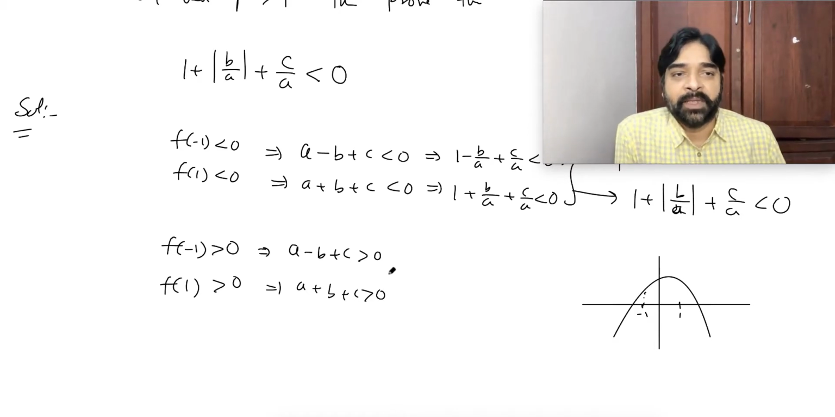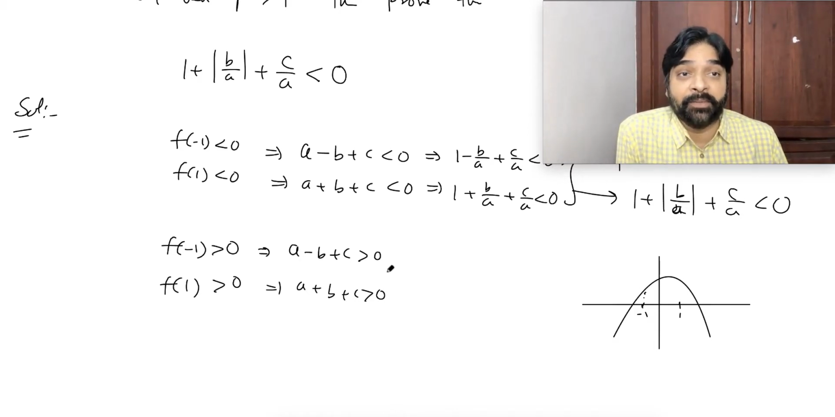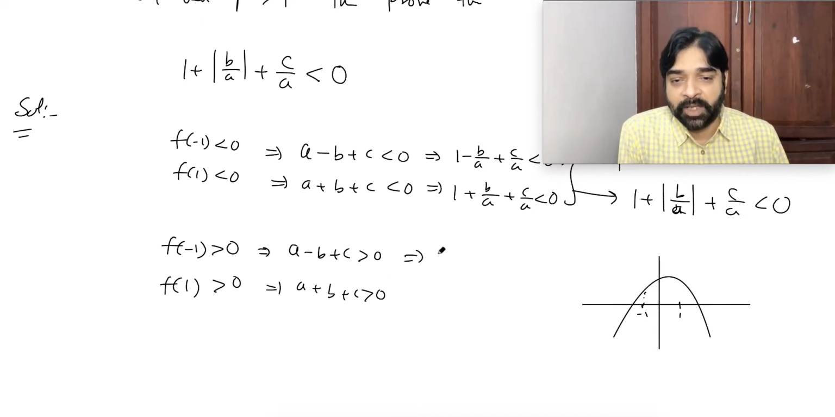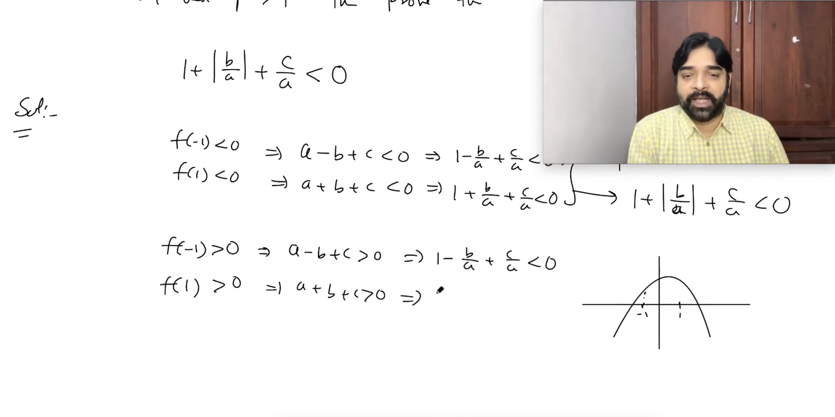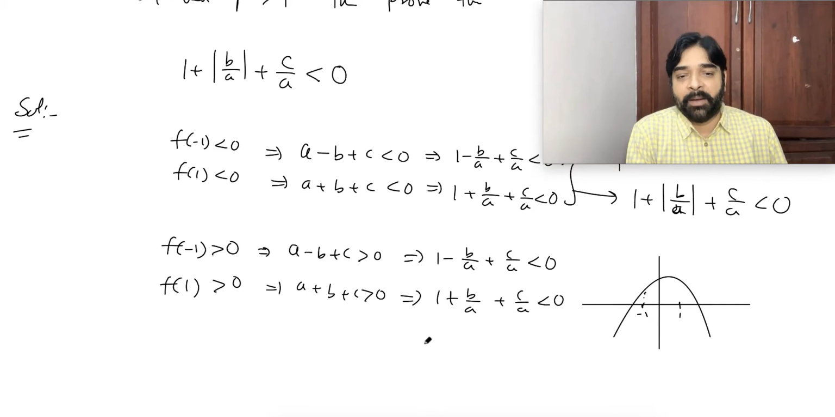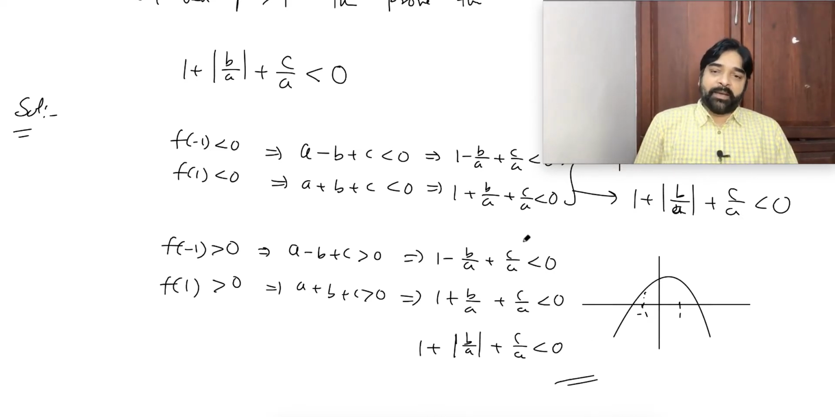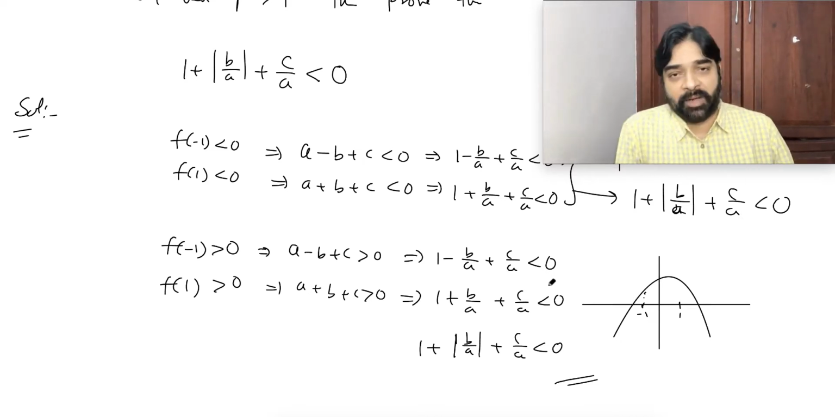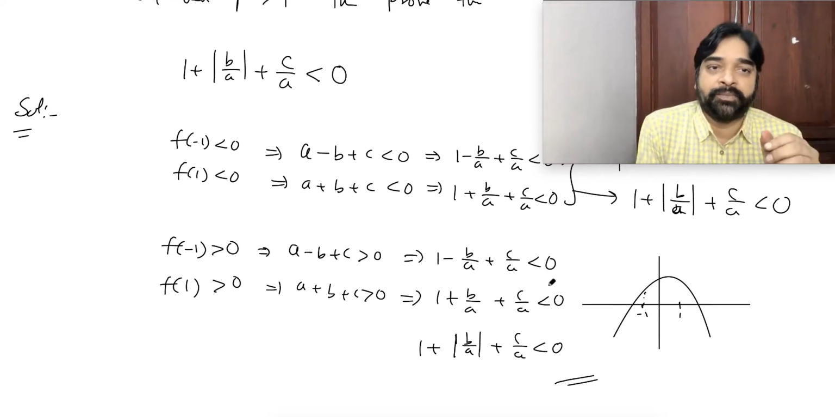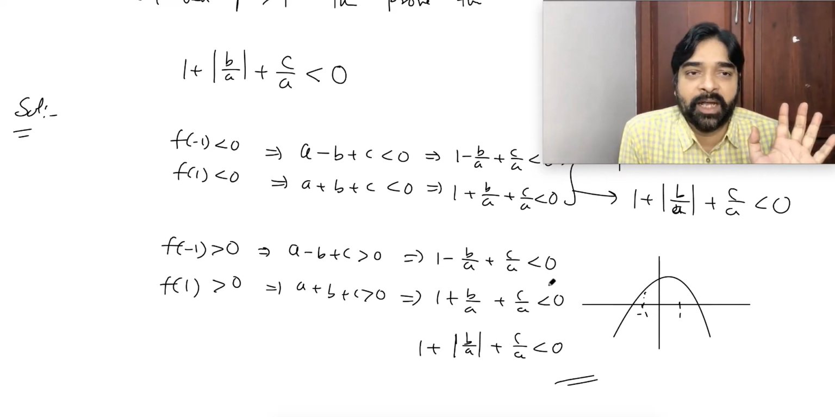Now divide by a. But a this time is what? Negative. A is negative. So if we divide by a, what will happen? The sign of the inequality will change. So 1 minus b by a plus c by a less than 0. Here also if we divide by a, 1 plus b by a plus c by a less than 0. If we combine these two, I'll get 1 plus mod b by a plus c by a less than 0. So 1 plus mod b by a plus c by a will always be less than 0, whether a is positive or negative. I hope all of you are able to understand. Is it clear?